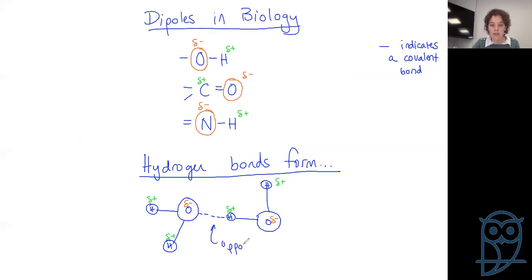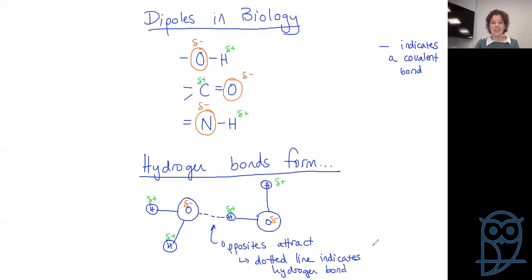So opposites attract. Dotted line indicates a hydrogen bond.